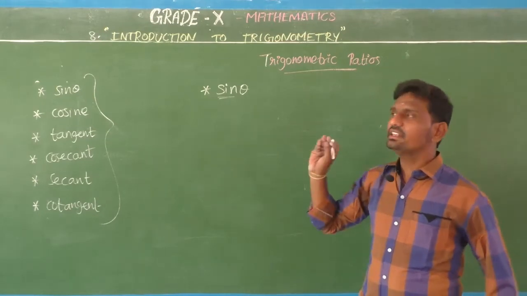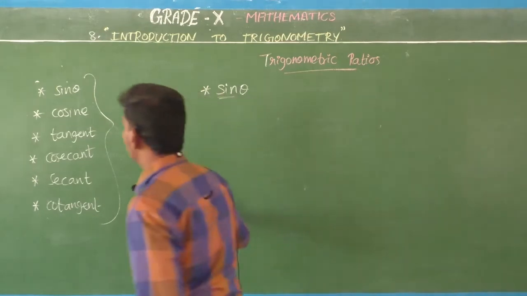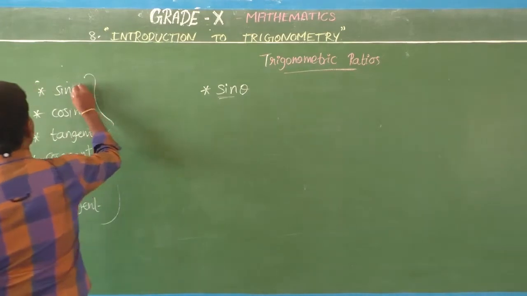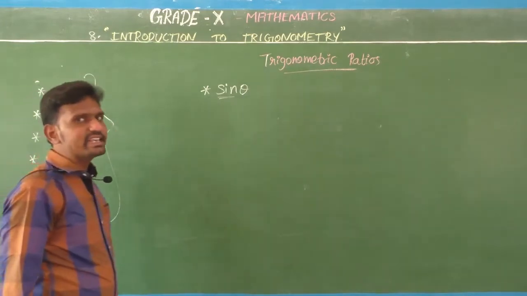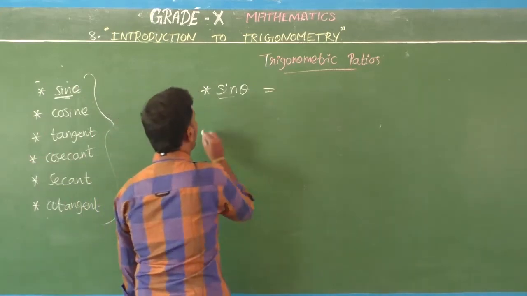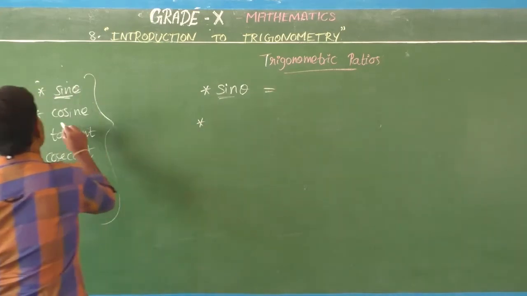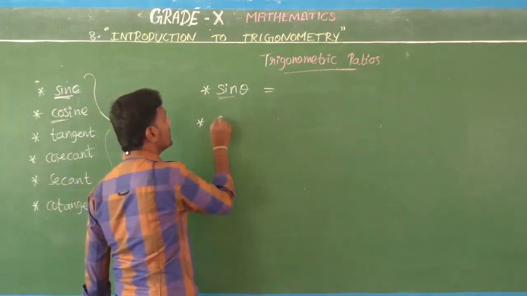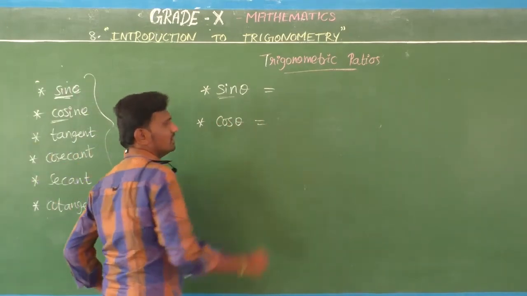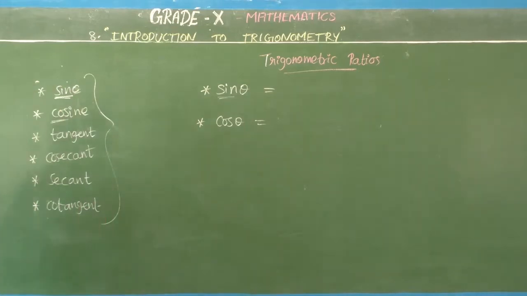Okay, so for that theta I am giving you: sine. First I am taking the first 3 letters, sin theta. And the second one is cos. Here also the first 3 letters of cosine. Instead of cosine we are using cos theta. What is the name of the angle? Cos theta.